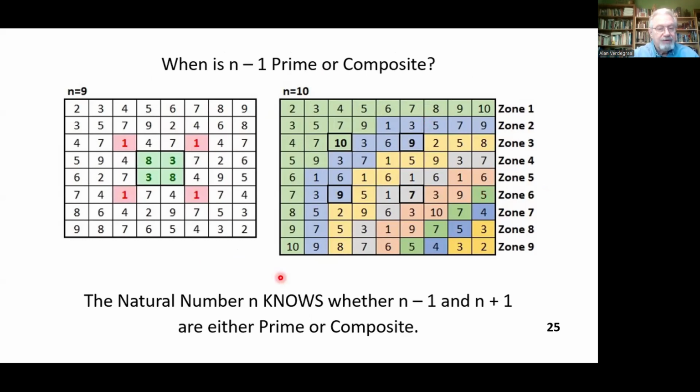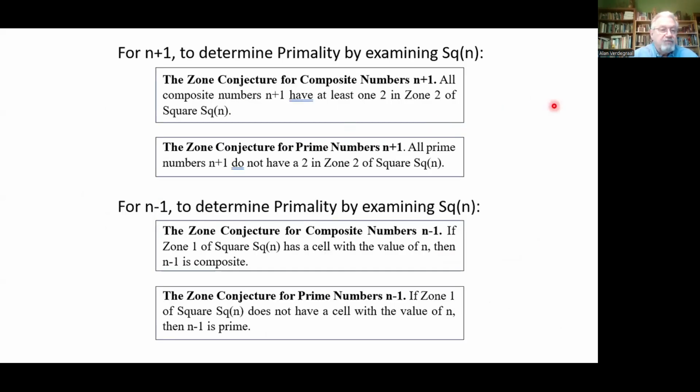So the natural number n knows whether n minus 1 or n plus 1 are either prime or composite. Again, if none of these numbers that follow the rules I just explained are present, then there won't be a pattern of ones over here in the preceding number, and that would mean that the preceding number is prime. So for n plus 1, to determine primality by examining SQN, we actually have some more powerful conjectures that seem to apply.